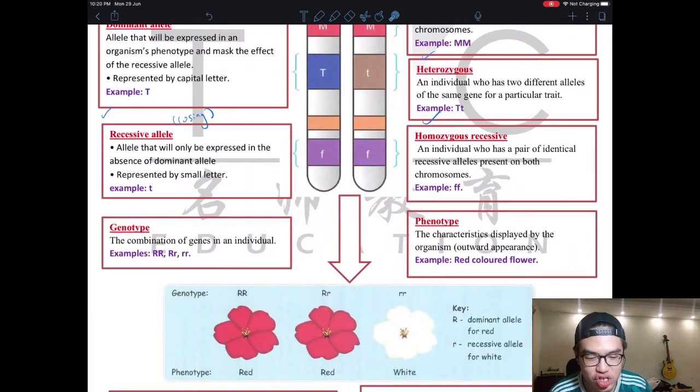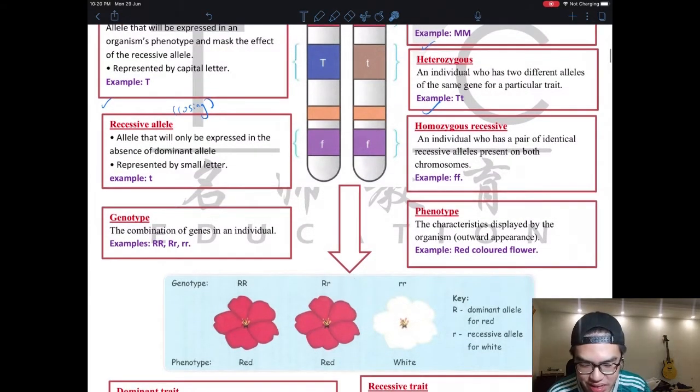And then what are genotype and phenotype? Very simple. Genotype is your gene, the combination of genes. Let's say just now, if I use R, you have big R, small r, small r. This is the genotype.